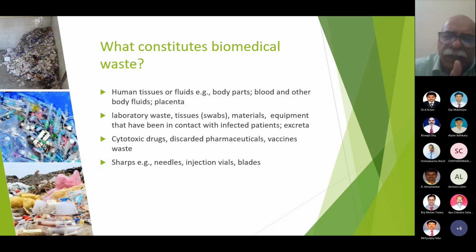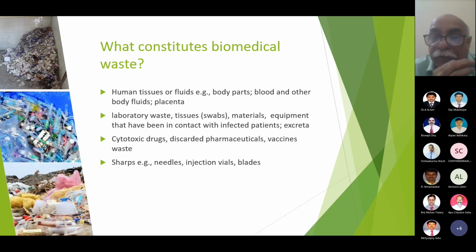So what all is included in biomedical waste? Biomedical waste includes human tissues or body parts, placenta, etc., or body fluids like blood, urine, sweat, sputum, etc., as well as laboratory wastes like laboratory tissues, swabs, materials generated in the laboratory, equipment that has been in contact with infected patients, patients' excreta, the samples, etc. These are all also biomedical waste. Then there are certain cytotoxic drugs, which are specifically used in the treatment of cancer and other diseases. These are highly toxic to the persons handling them. Discarded medicines and waste from vaccines are also included.